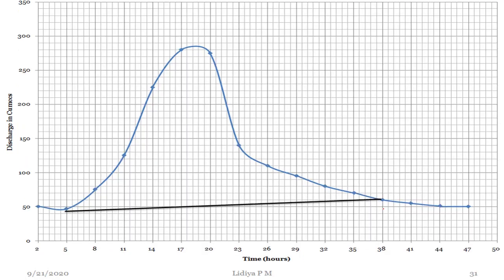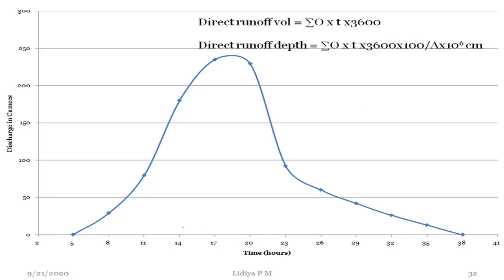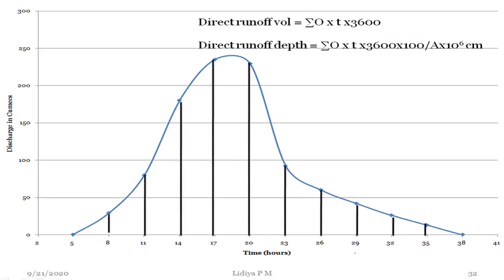So if I remove this area, finally you are getting this much area. This graph represents only the direct runoff. Next, we are going to calculate the direct runoff volume. For that, we need each ordinate, say O1, O2, etc. up to O10, depending upon the time duration. Then we are going to find out the direct runoff depth.